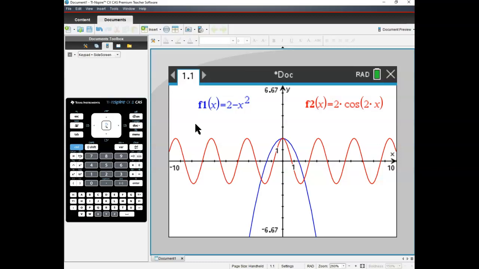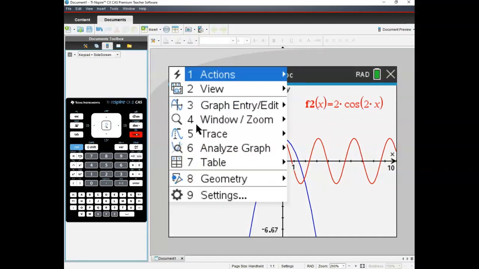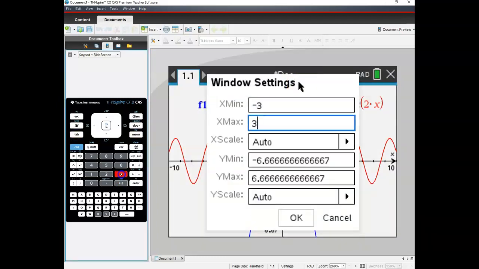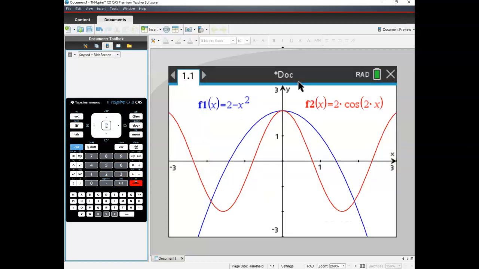I'm probably going to take my window -3 to 3 for the x's and probably -3 to 3 for my y's. So I'm going to quickly grab here and I'm going to do my window zoom, change my window settings. I'm going to go -3 to 3, scale of 1, -3 to 3, and give myself a scale of 1, and I'm going to hit enter just so I see a nicer area here, and I can see the area bounded between these curves, okay? They're like little dog ears here.